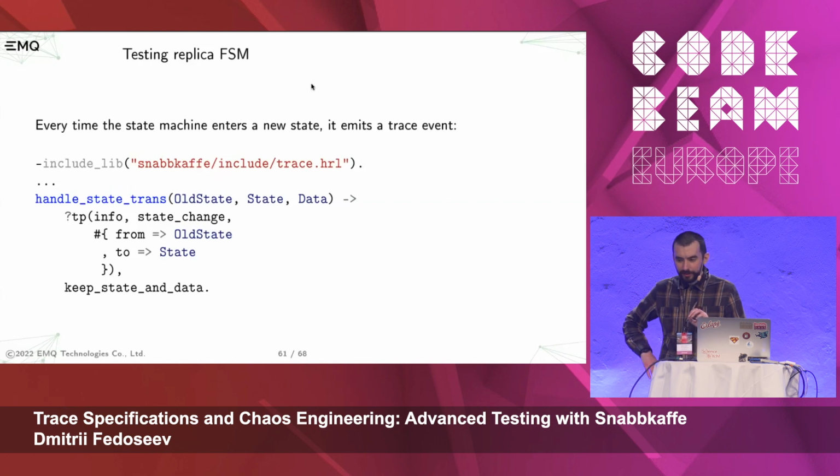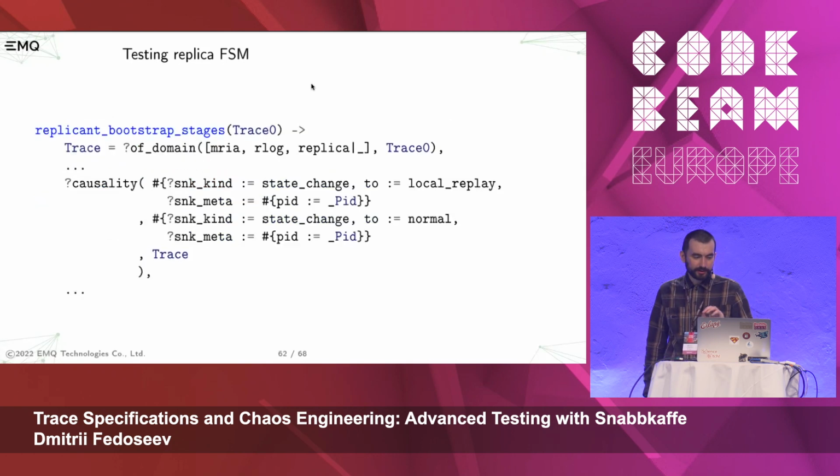Every time the state machine enters a new state, it emits a trace event. This snippet of code was taken from the actual code base. For data consistency, it is crucial that the state machine goes through the states in the order I mentioned previously. So how can we verify it using the trace-based approach? A trace specification that verifies the correctness of the state transitions looks like a series of invocations of the causality macro, similar to this code snippet.